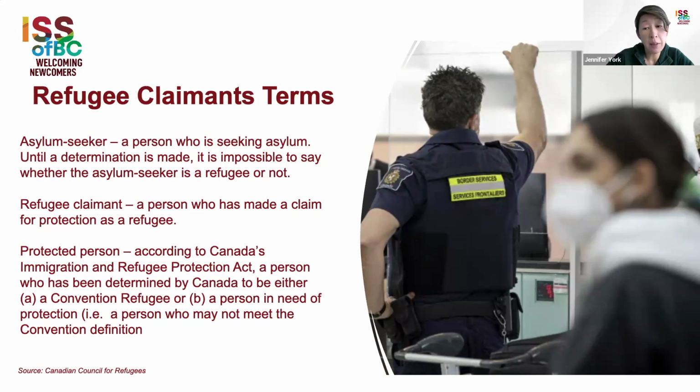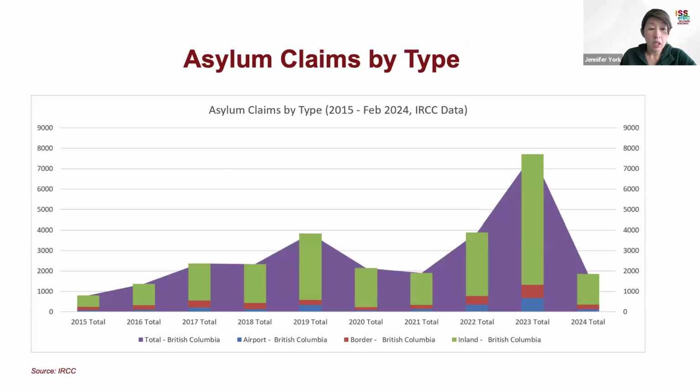So they've put in a claim, but it does not necessarily mean that they are a refugee and will have a positive determination and be eligible as a protected person. A protected person is someone who's considered a convention refugee or needed for protection, and is then eligible to apply for permanent residency. Next slide. Just to give you a sense of the claims process.